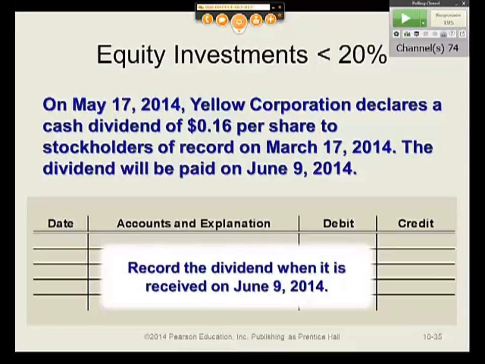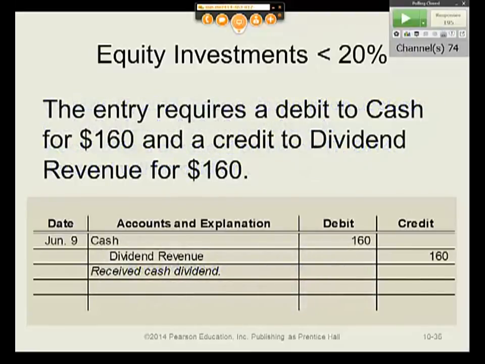So the dividend in this case would be 160. Don't forget, you had 1,000 shares of stock, and you paid dividends of 16 cents per share. So again, in this case, you had 1,000 shares times 16 cents. And that's your dividend, 160. Okay? And that dividend is going to be income or revenue.